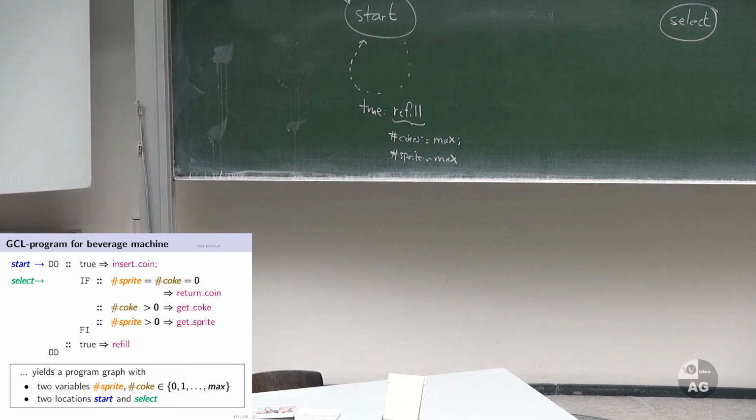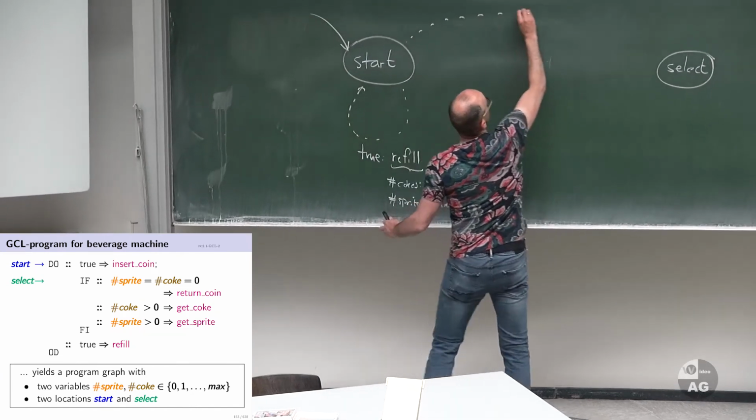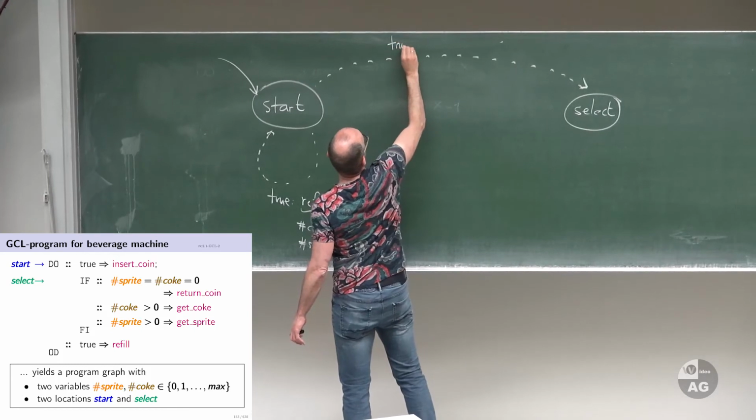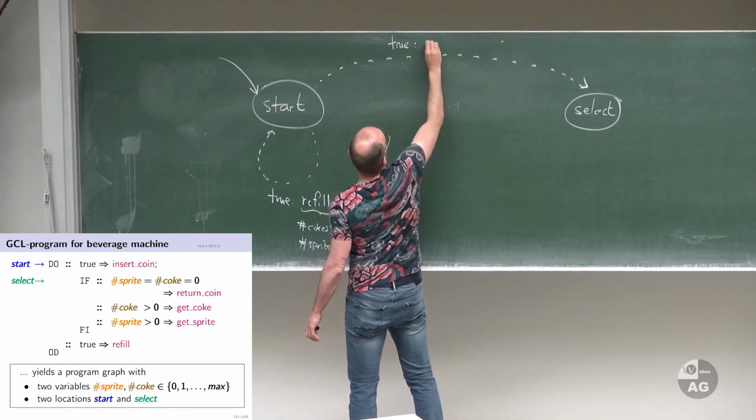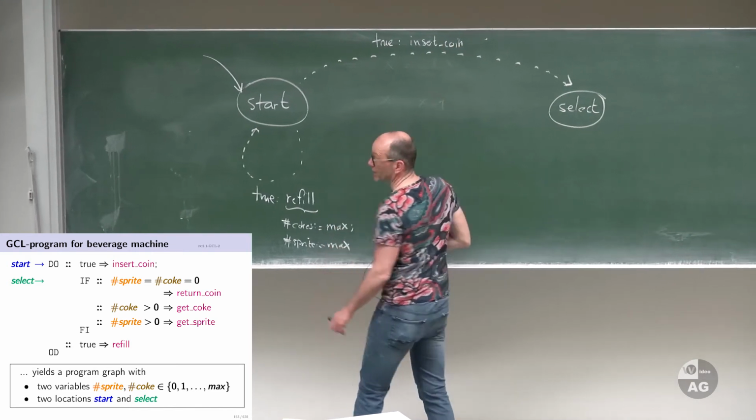Then what else is possible? You can insert a coin. Okay, if you insert a coin, we go to the select edge, so you can insert a coin. When can you insert a coin? Always, so the guard is simply true, and then you can insert a coin. And now we are in select.